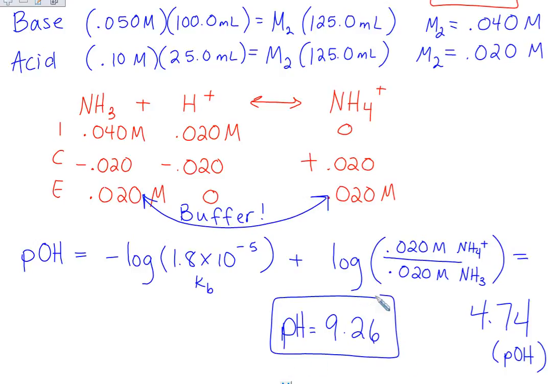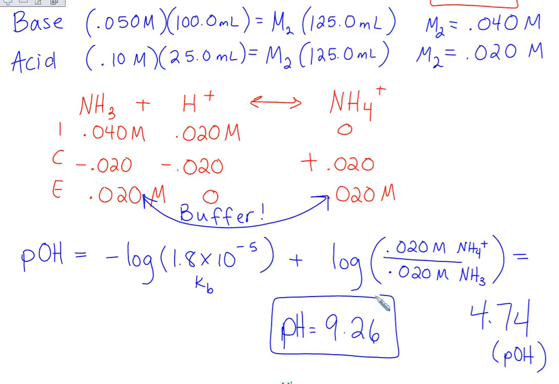Oh, I like this. Because again, this is the essence of a buffer. The original solution started at a pH of 11. We added some strong acid hydrogen. Did the pH go down? Yes, but not that bad. We went from like an 11 to a 9. If I would have added that hydrogen to water, the pH would have gone crazy. So this was a nice little basic buffer.